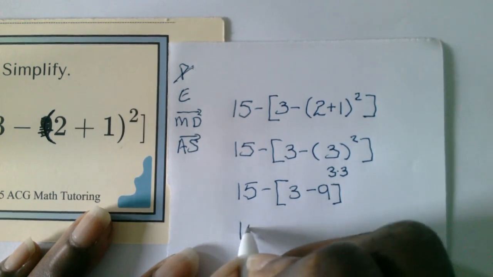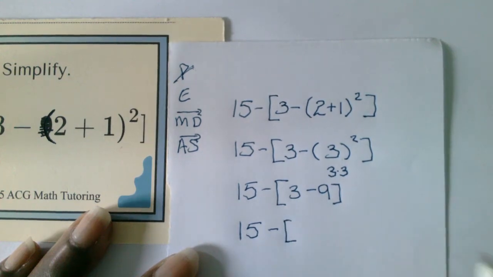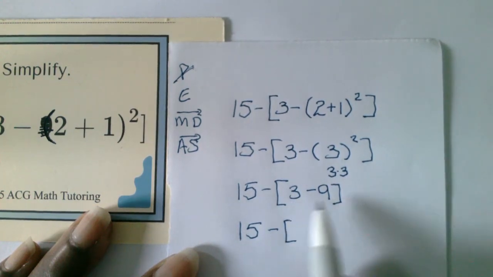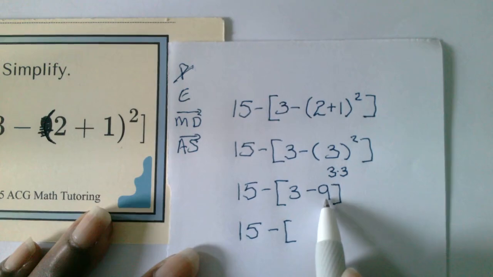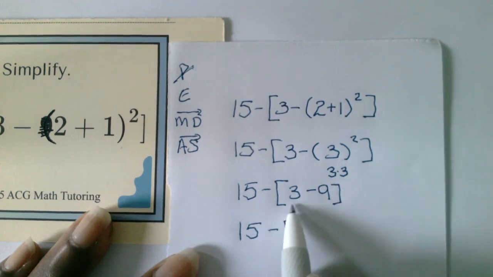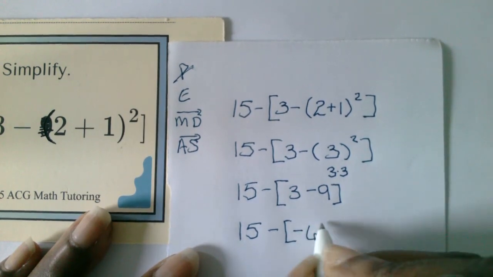So now we have our 15 minus, and what are we subtracting? 3 plus a negative 9. So we're combining. If someone owed you $9 and they paid you 3, that means they owed you $6.